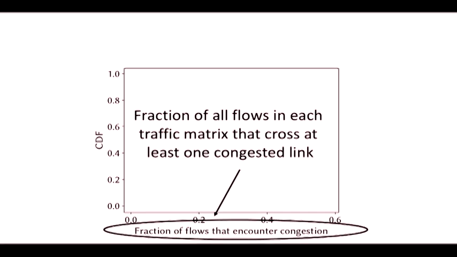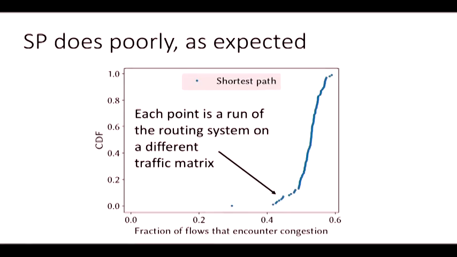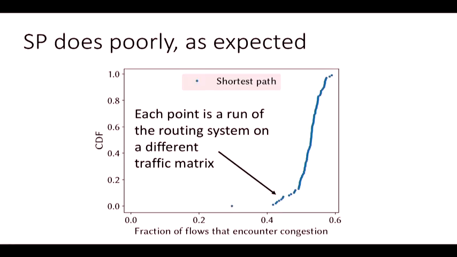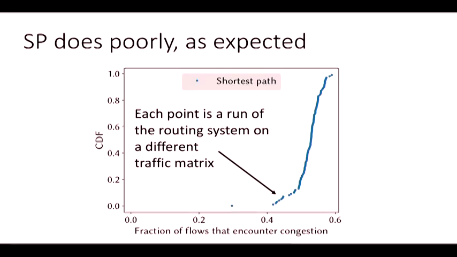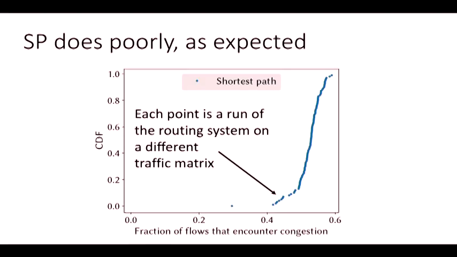On the x-axis, I'm going to plot for each traffic matrix the fraction of flows that cross at least one congested link. Okay, so here's what the results look like for shortest path routing. Notice that each point is a run on a different traffic matrix. Now, notice that shortest path routing does extremely poorly, just as expected. About half of the time, half of the aggregates experience some sort of congestion.